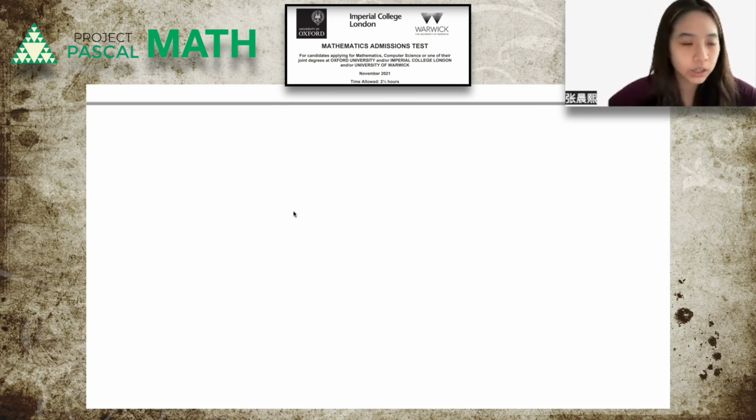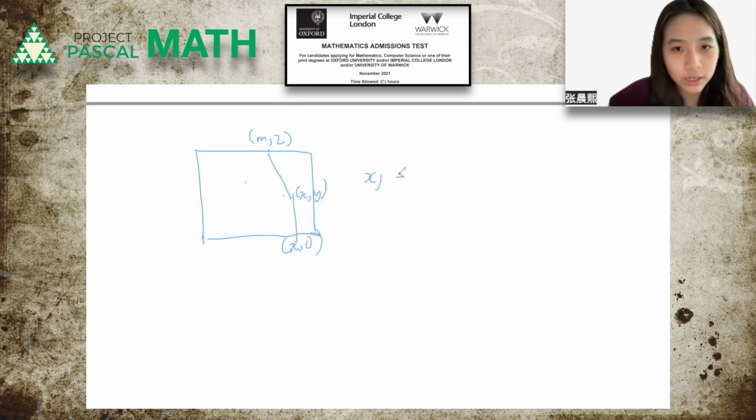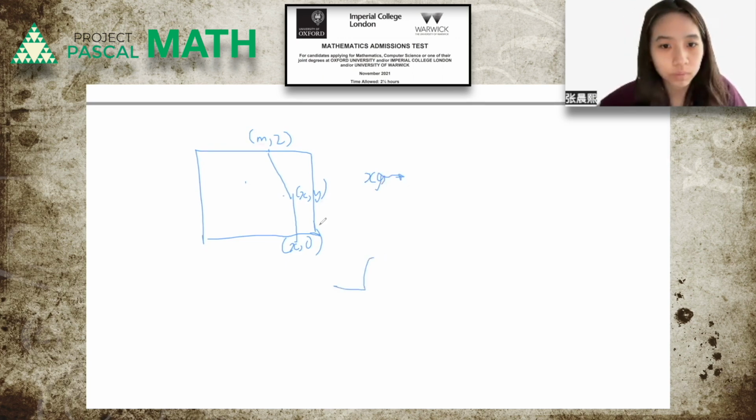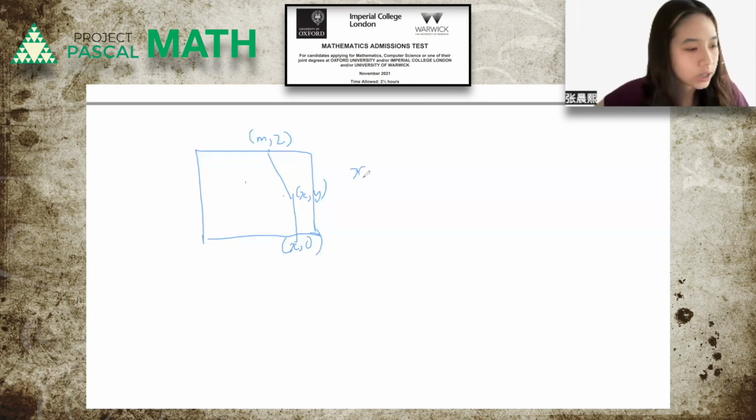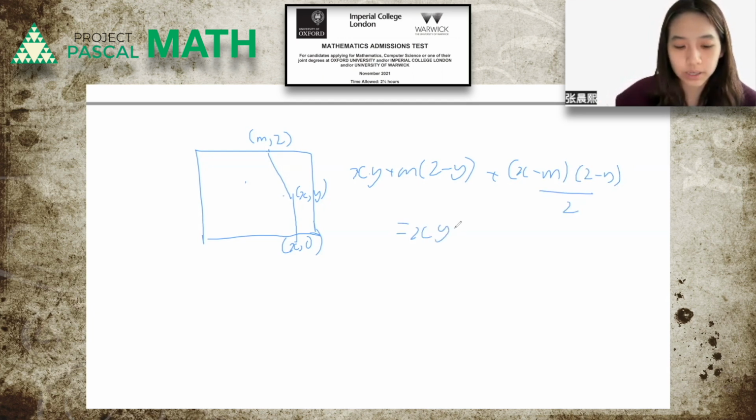For the next question, he wants to make a straight cut from the top. So let this be m and 2, this be x and y, and this be x and 0. Repeating the steps, you find that the area is xy plus (m)(2 minus y) plus x minus m times (2 minus y) over 2, which is xy plus (2 minus y)(x plus m) over 2.